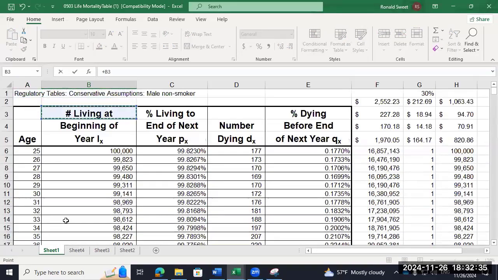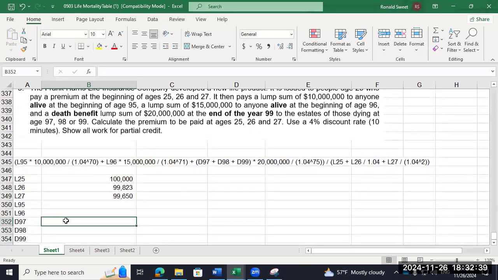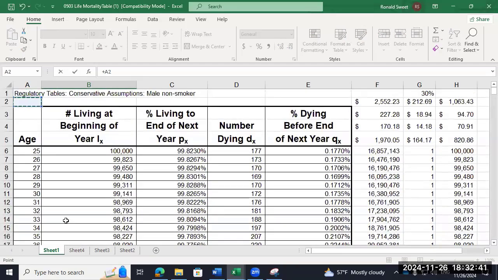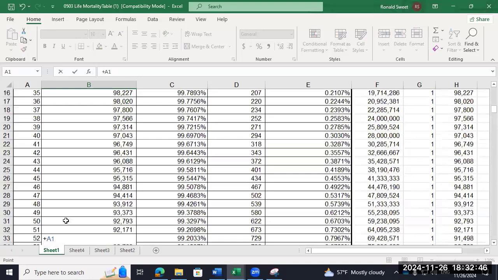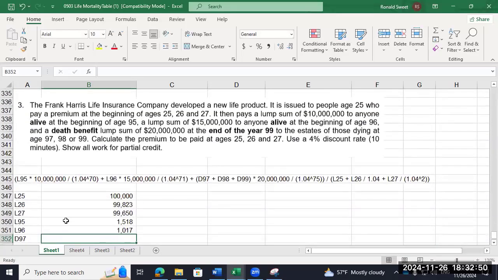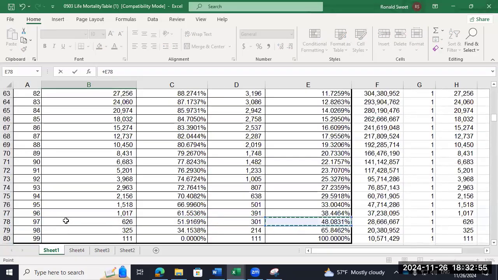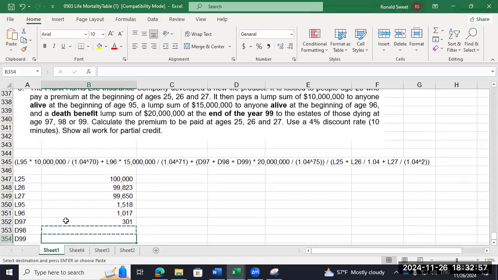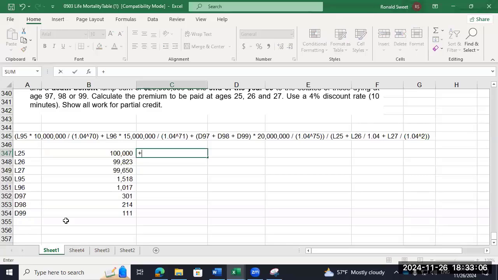L25 should be 100,000. There's our L25, 26, 27. L95, L96, D97, D98, D99. All right, so we have all of our numbers. So it's just a matter of setting up the formula.